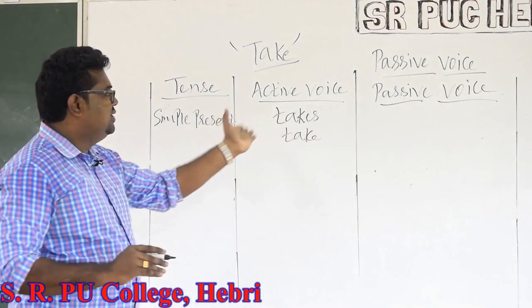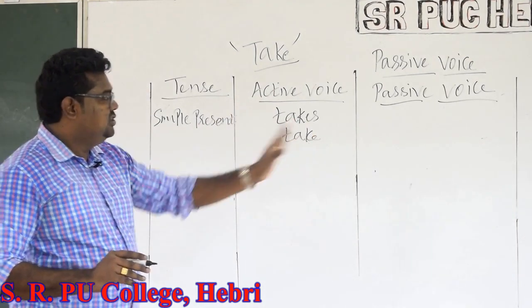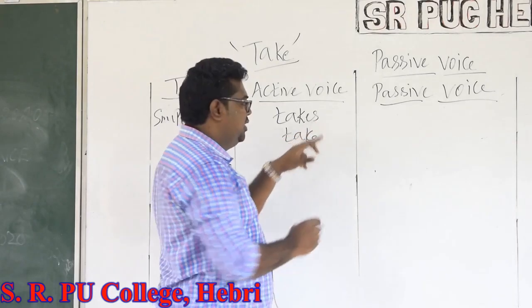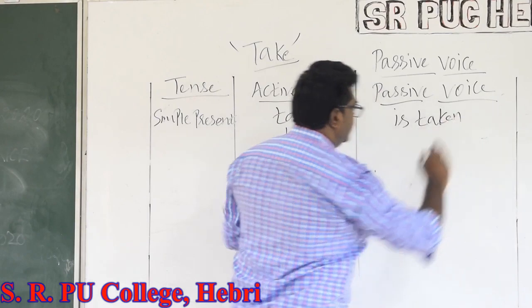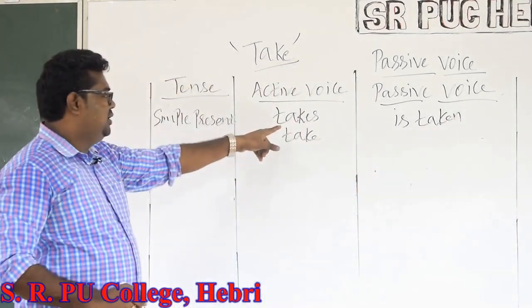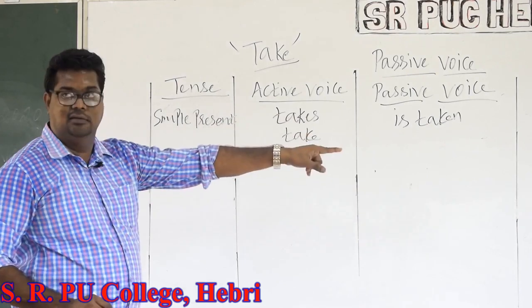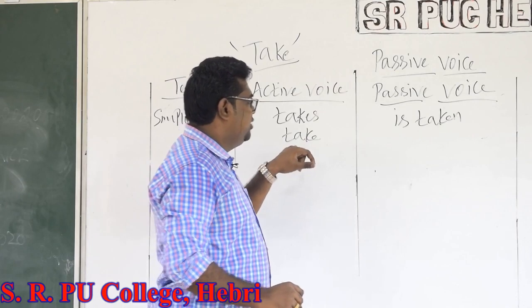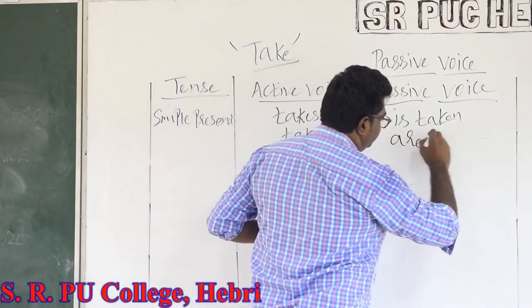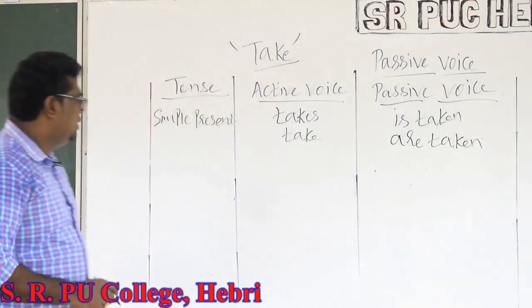So when you change this into passive voice, the verb will change in this way. Takes will be written as is taken. The auxiliary for the word takes in simple present tense is taken, the past participle form of take. Similarly, the word take will become are taken.